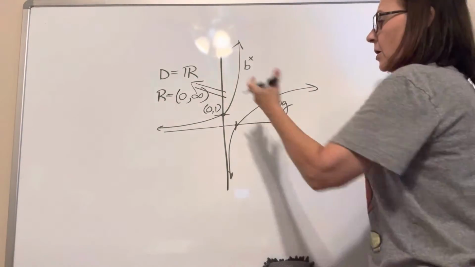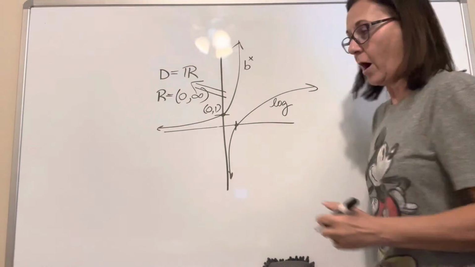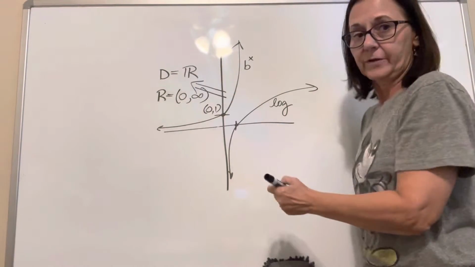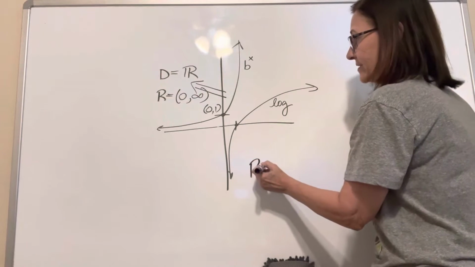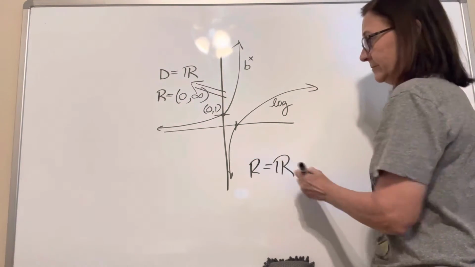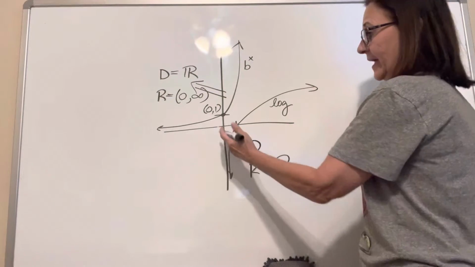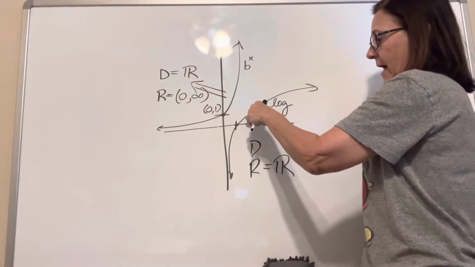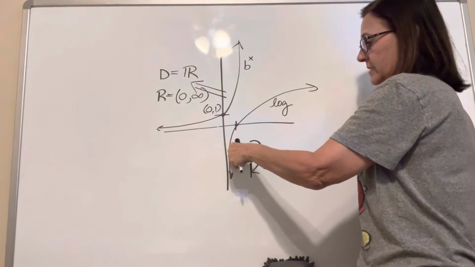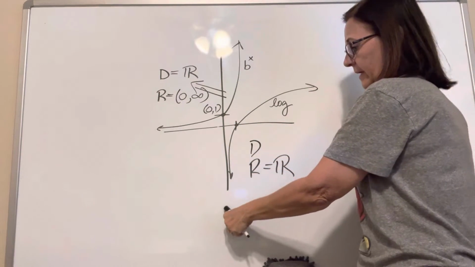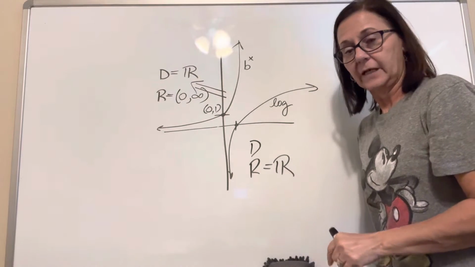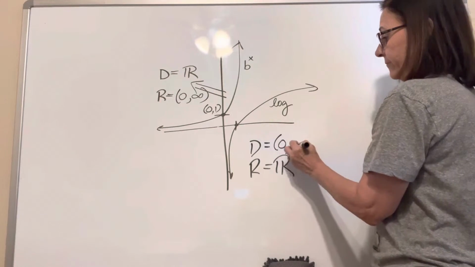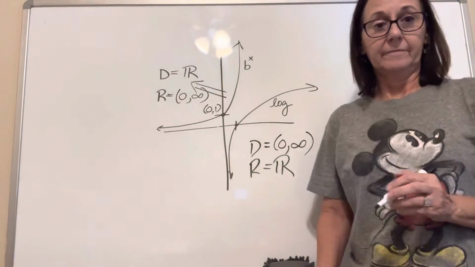All right. With logarithms, they swap. My domain is not all reals now. My range is all reals. My domain, now we have this vertical asymptote. So as we get closer and closer to 0, it goes to negative infinity in terms of y. So my domain is now from 0 to positive infinity.